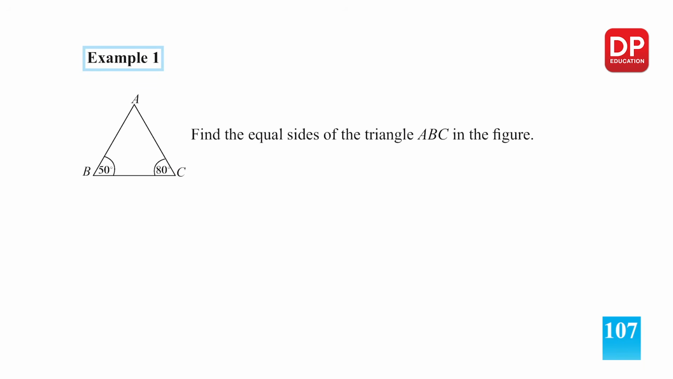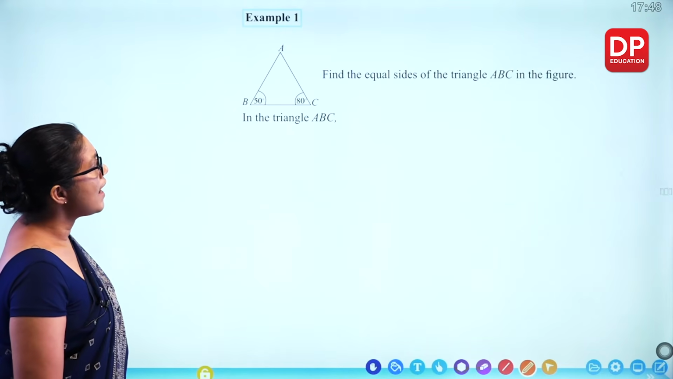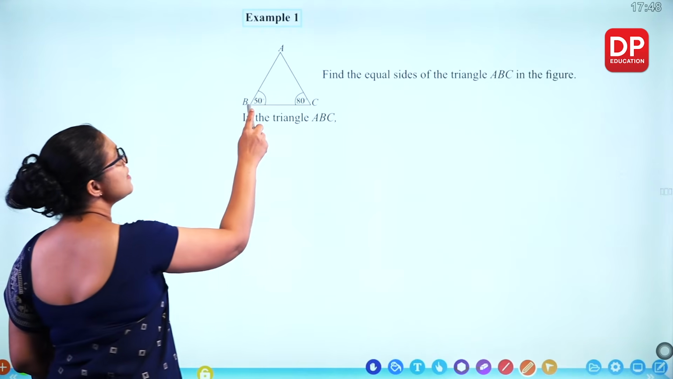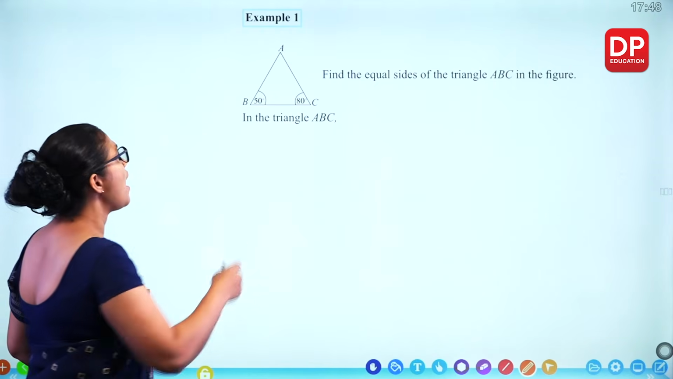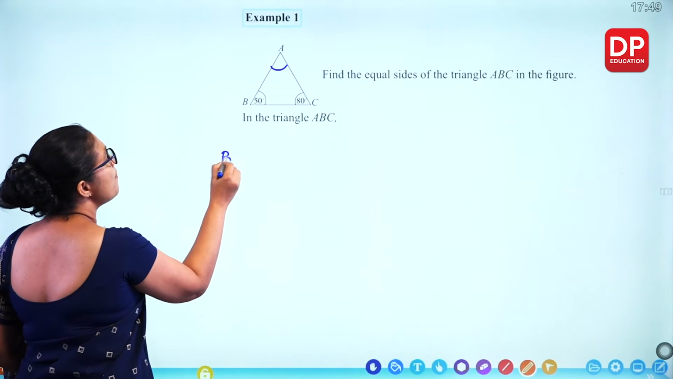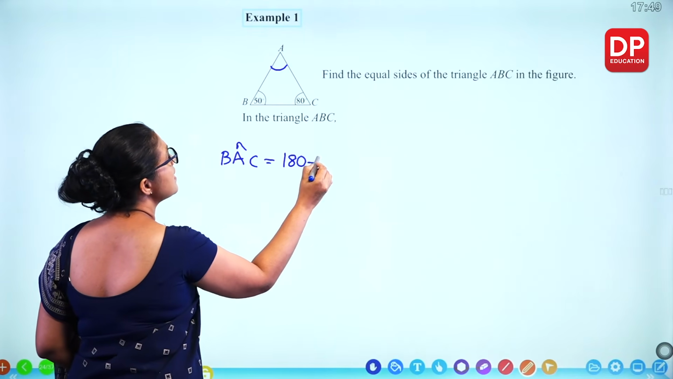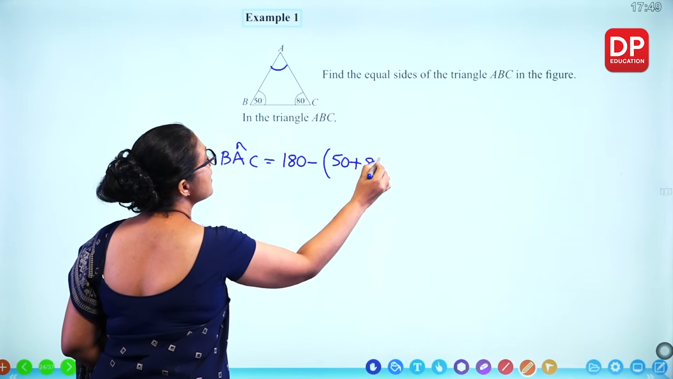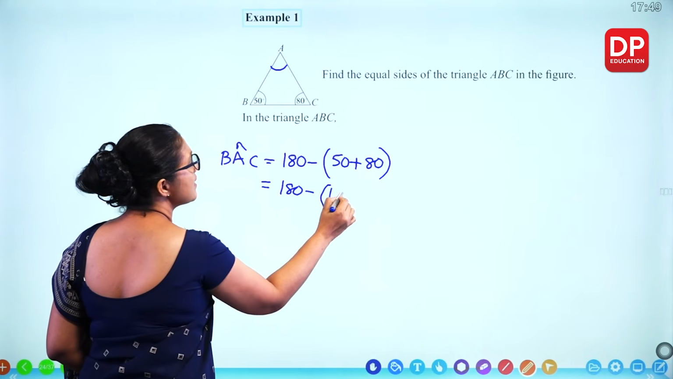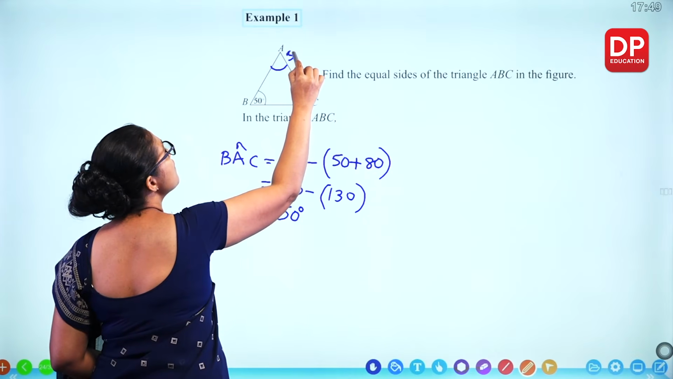Now we'll take example 1 in your textbook. So it says you have given a triangle. Find the equal sides of the triangle ABC. Now this is 50 given and this is 80 given. So you have to find out the other angle. How can we find out the other angle? So BAC angle is equal to 180 minus the sum of the other two angles. So what's that? 180 minus 50 plus 80 is 130. So you get 50 degrees. So we found this is 50 degrees.